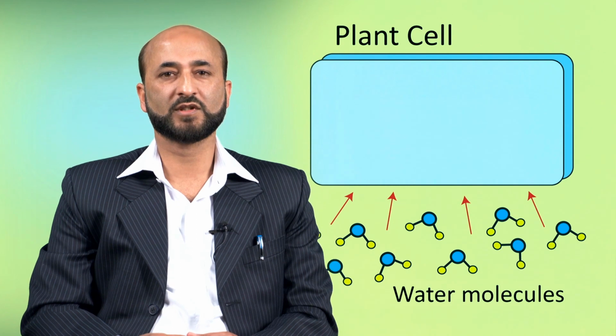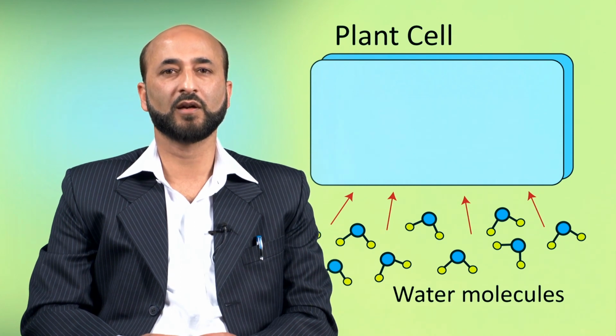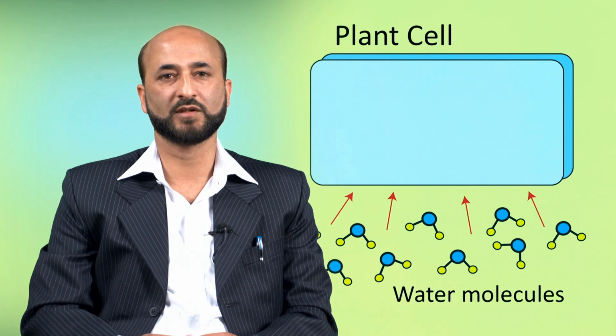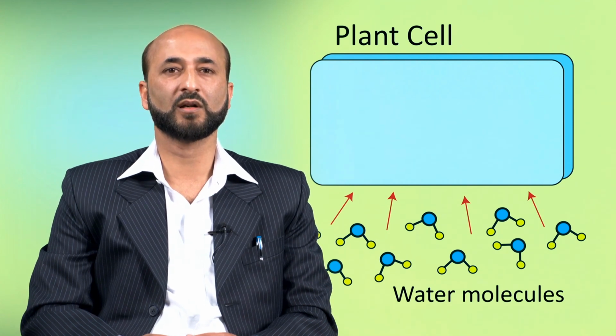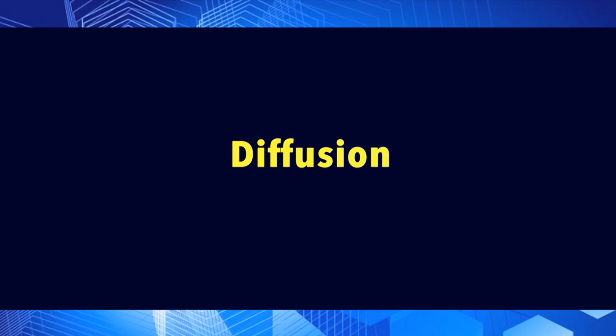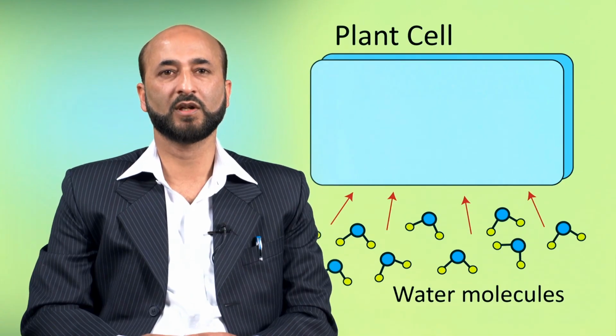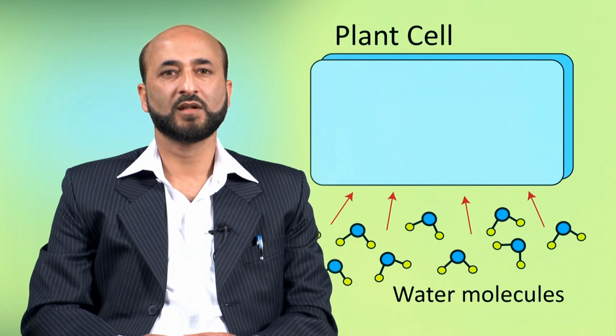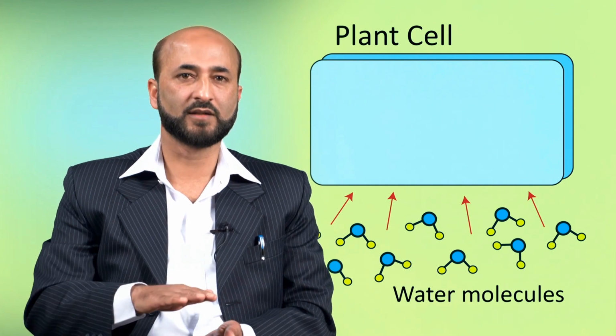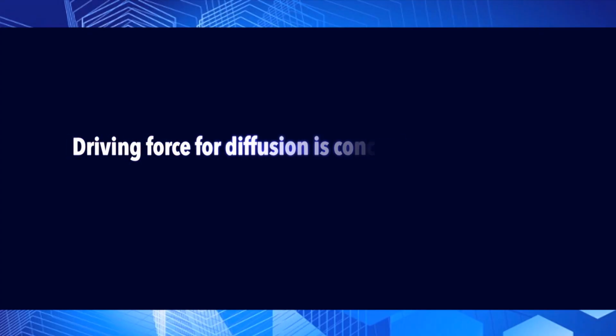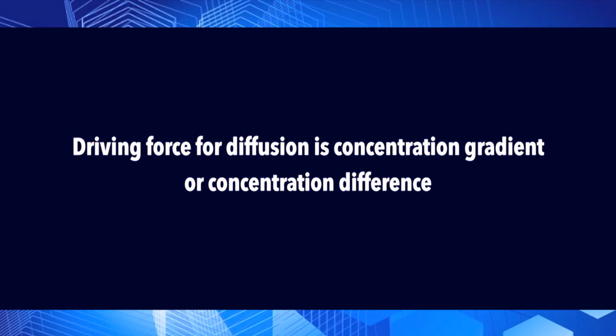Passive movement of most substances can occur by one of two physical processes, either diffusion or bulk flow. Now, what is diffusion? Diffusion is regarded as a directed movement from a region of high concentration to a region of lower concentration, accomplished through the random thermal motion of individual molecules. Thus, diffusion occurs down a concentration gradient. In other words, the driving force for diffusion is concentration gradient or concentration difference.